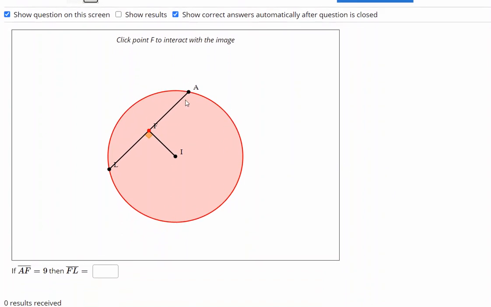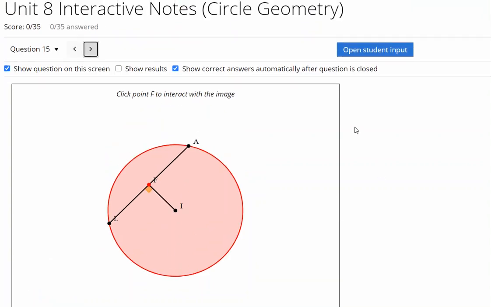So this one says if line AF is equal to 9. So remember how we do this? We go from A to F. So this section is 9. Then FL is, and don't yell out the answer.